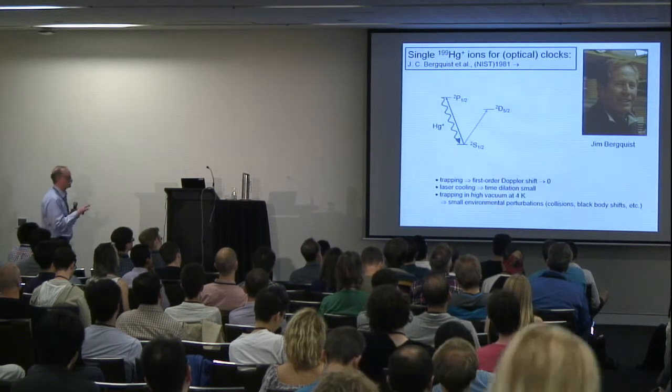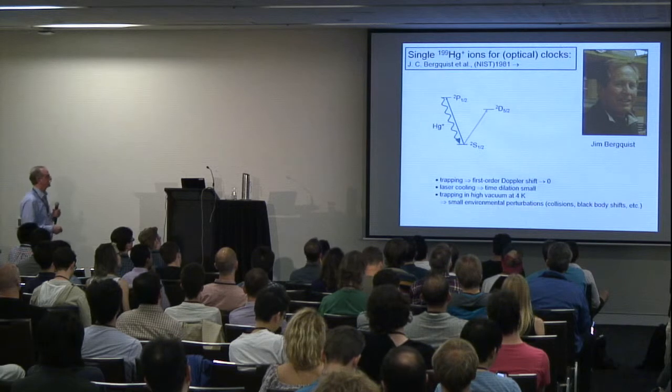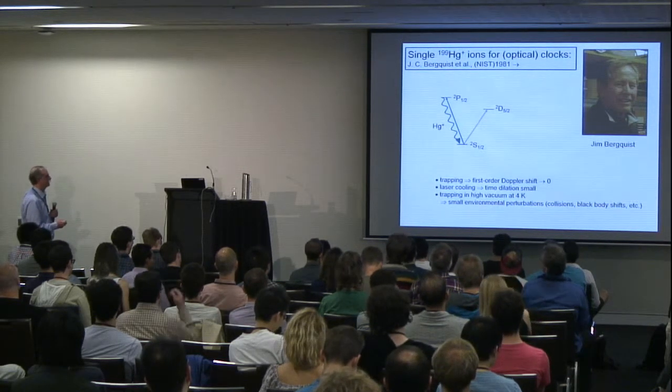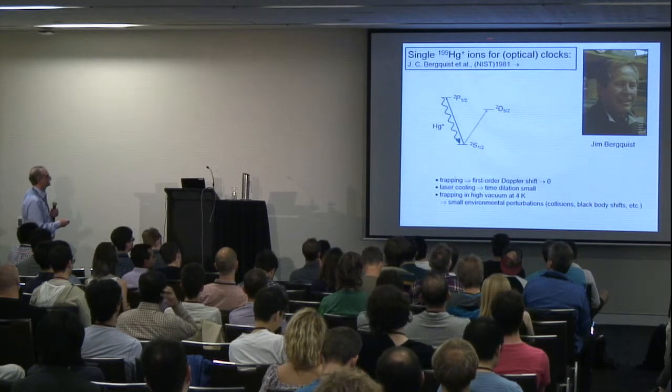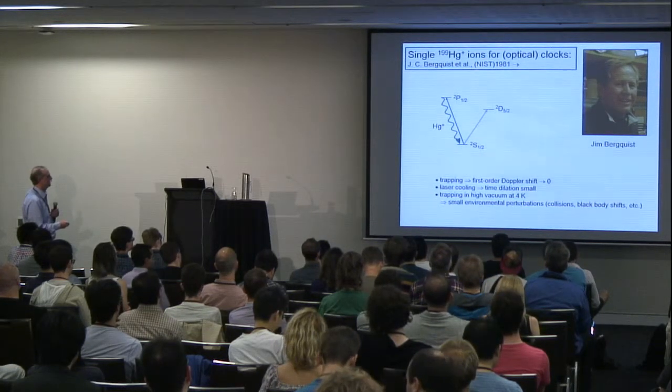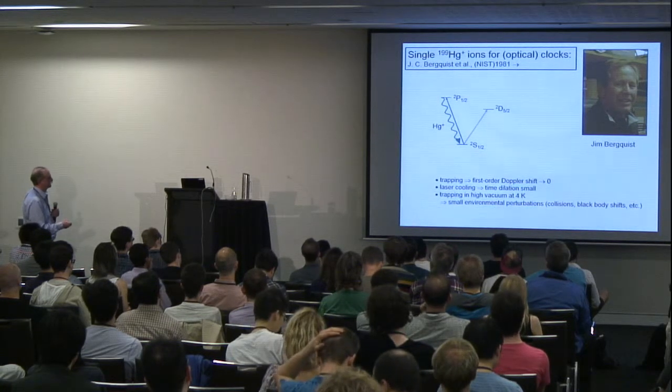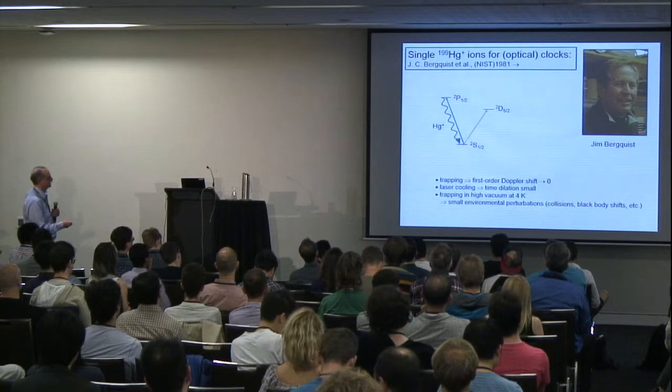So I'm not going to say very much about clocks, but just to say this has been one of our main lines of interest for a long time. We first started working on this mercury ion in 1981, and basically what we do is we probe this transition and then do this measurement as I've described.